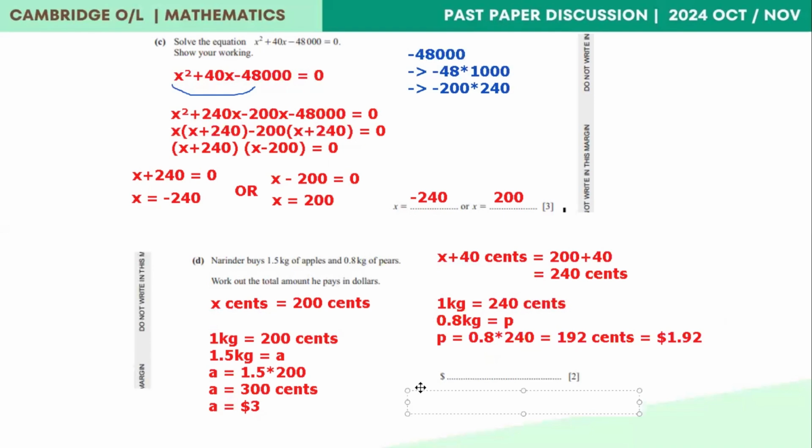Now to find the total, 3 plus 1.92 is equal to $4.92. So that's our final answer.